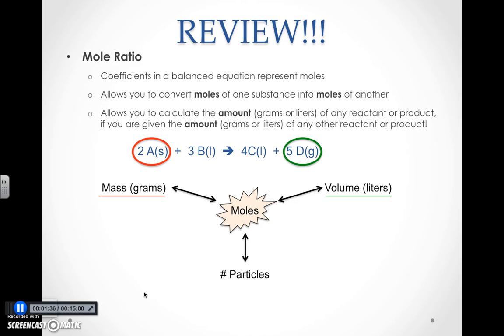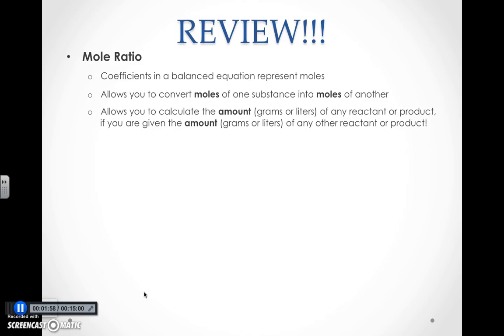You simply convert grams of A into moles of A using the molar mass. And once you have moles of A, you can use the mole ratio to figure out moles of D. Then you can calculate volume of D from moles of D simply using that magical number 22.4. So this should all be review at this point.